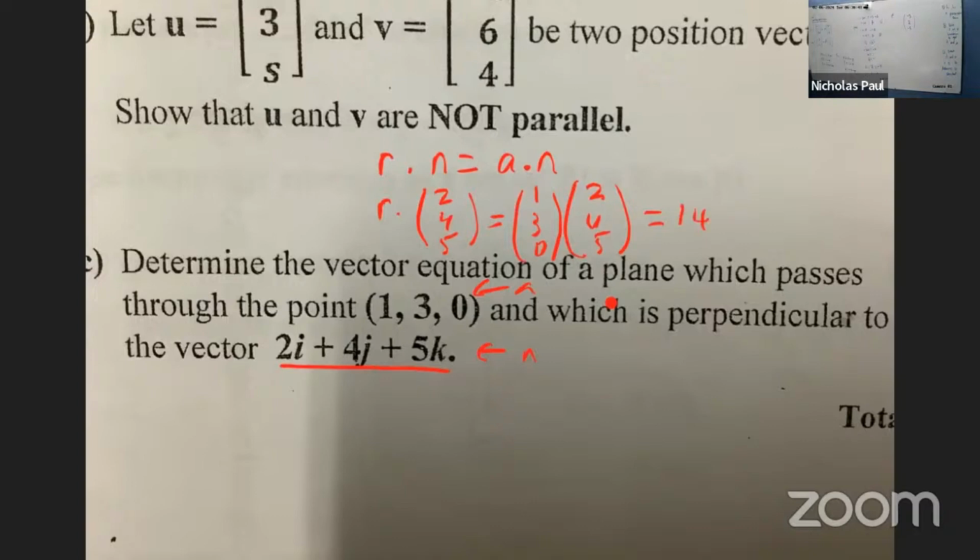I want the Cartesian one time. What do I do to get it Cartesian? So the vector is r by 2, 4, 5 is 14. What do I do? So you put r as x, y, z. Right? Multiply 2 by x, 4 by y, 5 by z. Make it equal to 14. That's it. You're done.